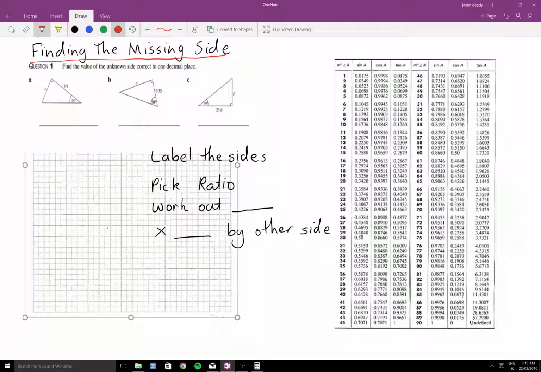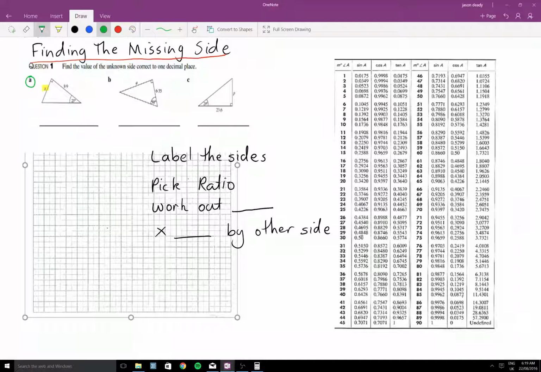So before we were using the sides to find an angle, now we're using the angle to find a side. Like before, my first step is to label the triangle. We're doing this one here, 1A, and we're going to try and find this side, the little x over here.